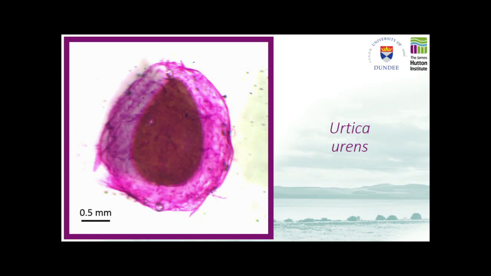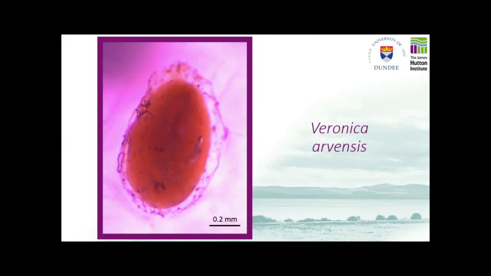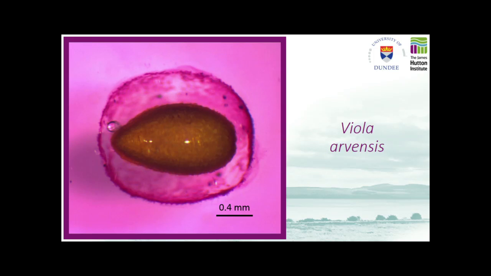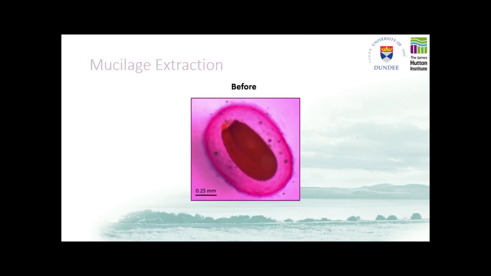It's mostly pectin, and it's not uniform in shape like we've seen with the others. And then Veronica, it's there, but it's barely there, and it almost has no cellulose at all. And then lastly, Viola, a nice substantial halo shape, and again, lacking in cellulose fibers.